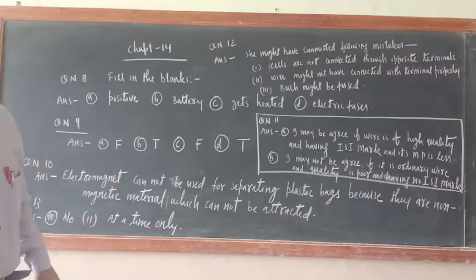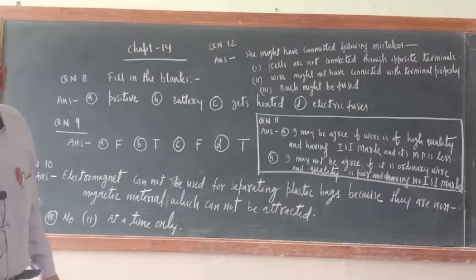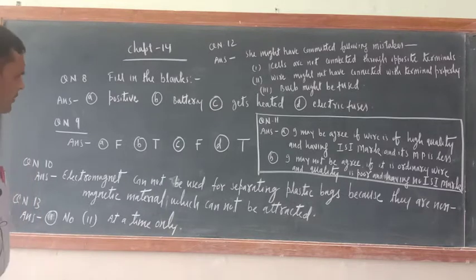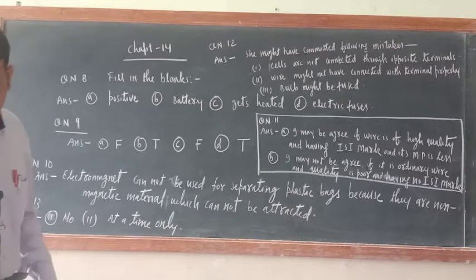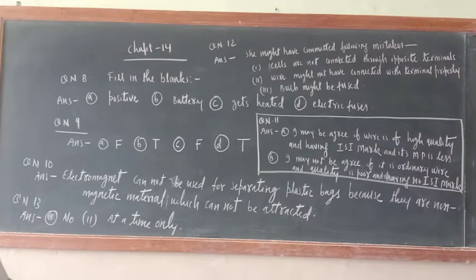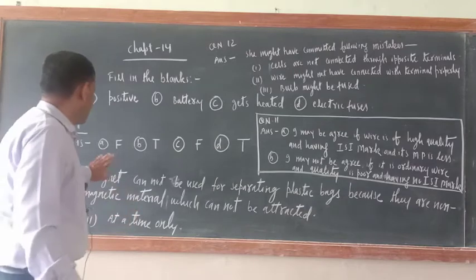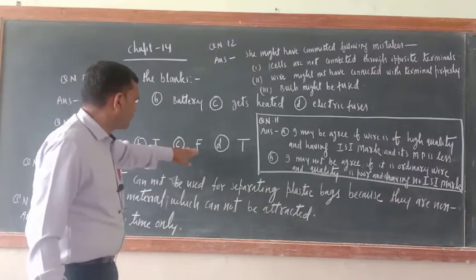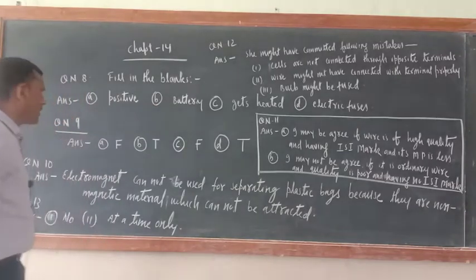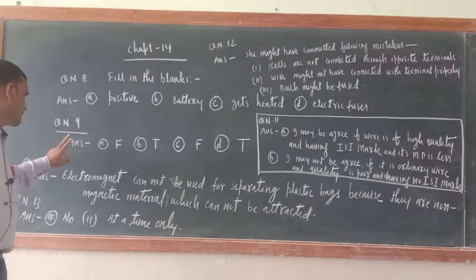Next one is: when the electric current through the fuse exceeds a certain limit, the fuse wire melts and breaks. True. Next one is: an electromagnet does not attract a piece of iron. False. An electromagnet attracts a piece of iron. D: an electric bell has an electromagnet. True. So first one is false, second one is true, third one is false, last one is true. Okay, so this is question number 9.